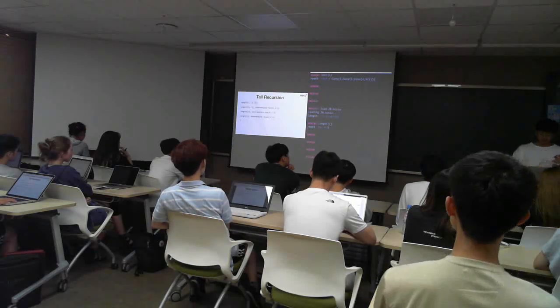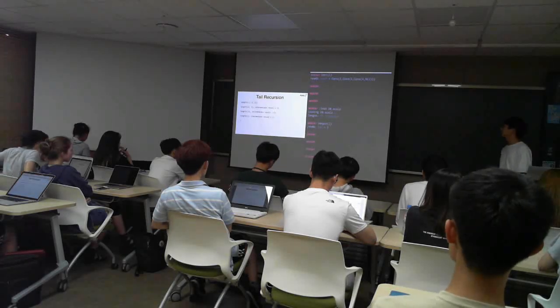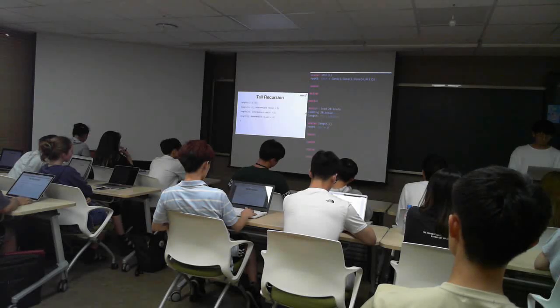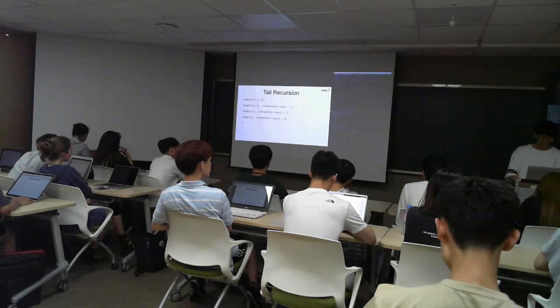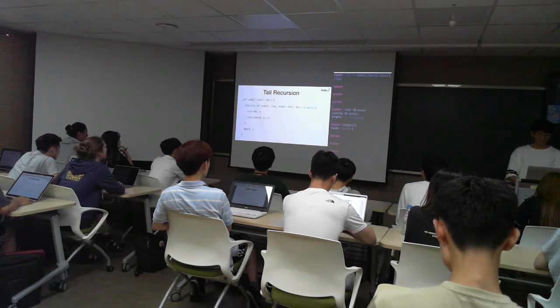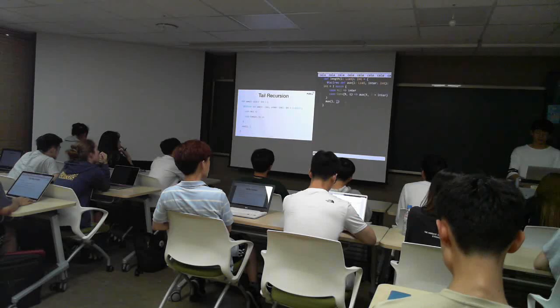So we can check that the new version of length, tail recursively, works well. And so we are almost done. Only a few contents are remaining. So we can do a similar thing for the sum and product functions. We can go very fast.